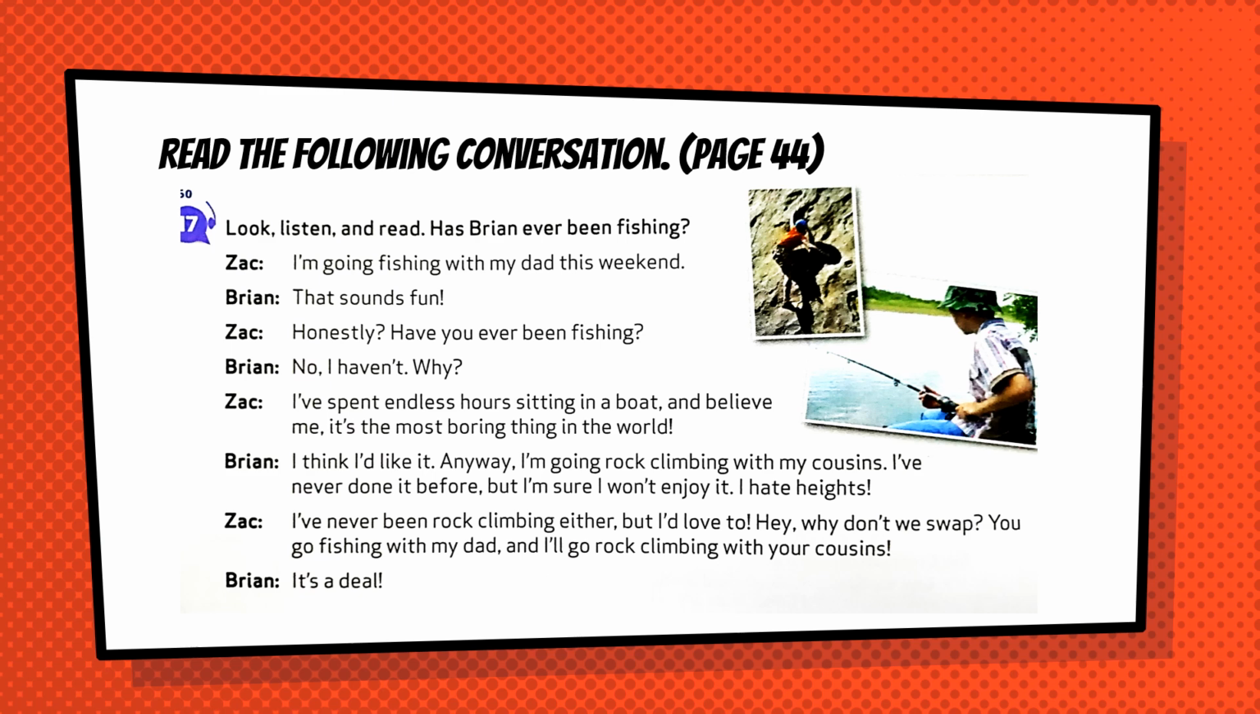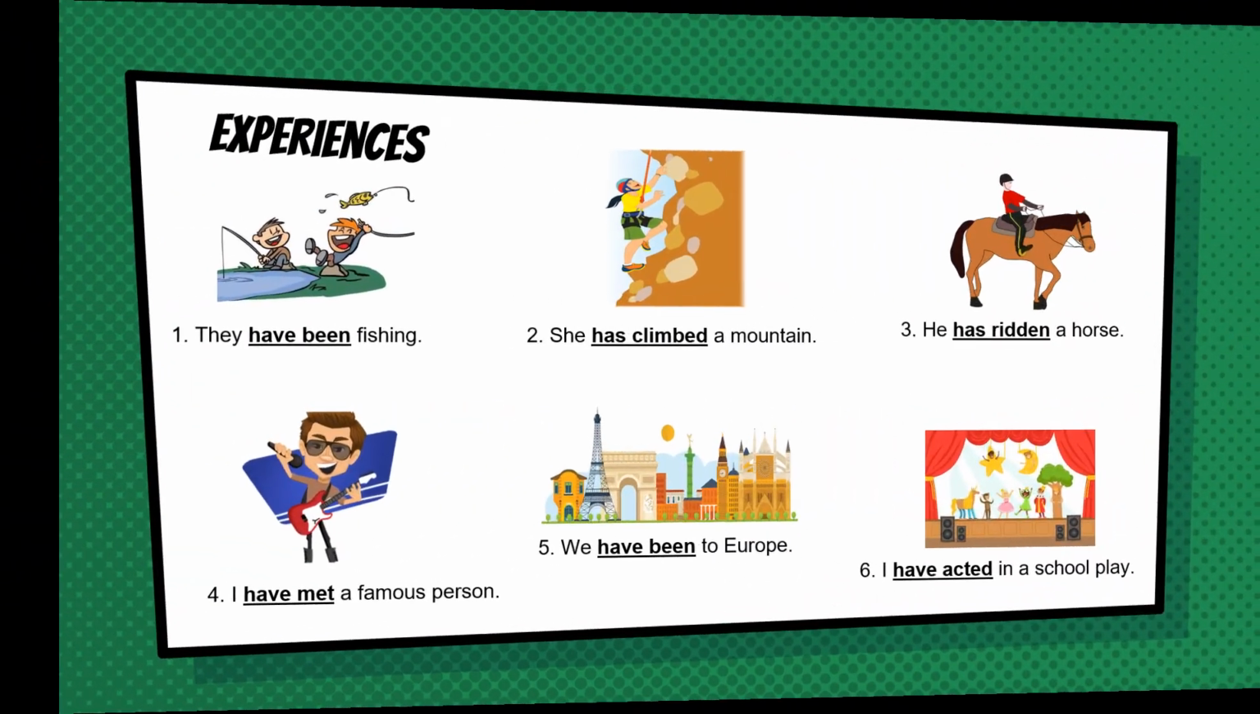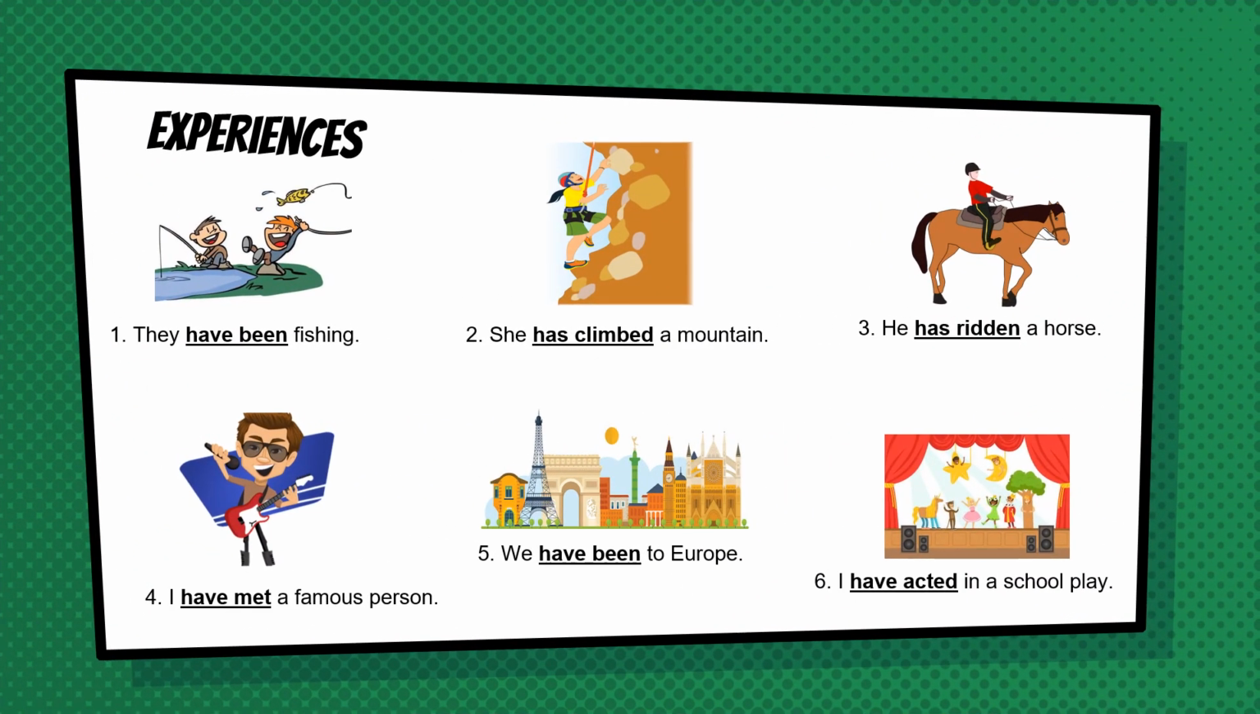In this part, we're going to continue with the next topic. First, you have to read the following conversation that is on page 44 in your student's book and answer this question. Has Brian ever been fishing? Look at these pictures. We're going to talk about life experiences.